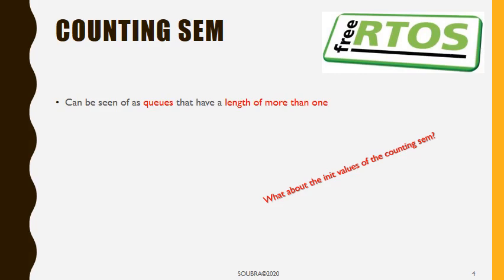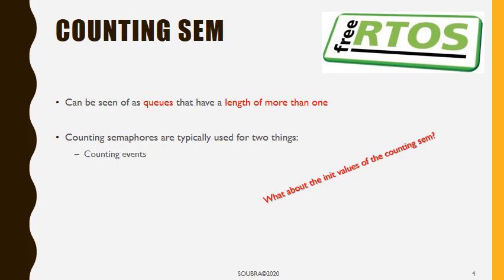Alright, so one of the types of semaphore is a counting semaphore, and a counting semaphore can be seen as a queue that has a length of more than one. In the previous lecture I said that typically we use a counting semaphore, unlike mutexes for instance, to count something. This is an object offered by the RTOS that is extremely fast, instead of creating your own counter, right? So you can use the counting semaphore in order to count events or something like that.